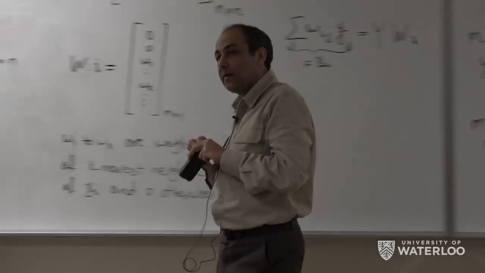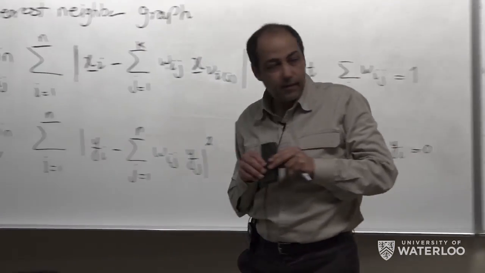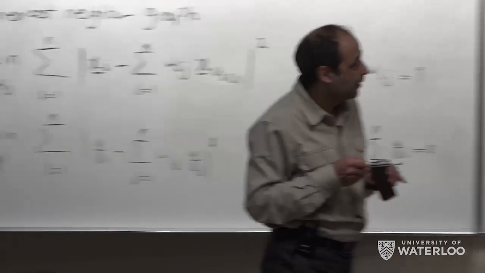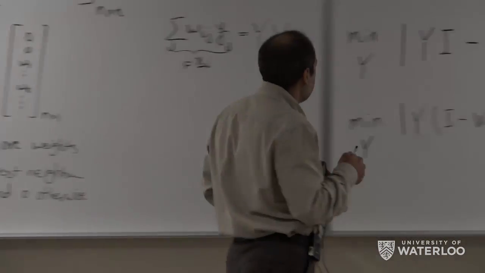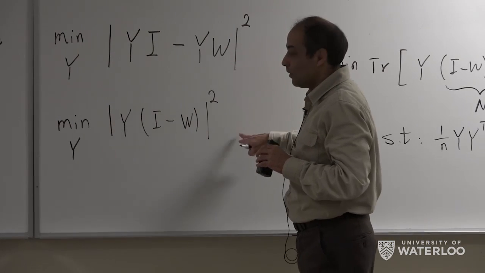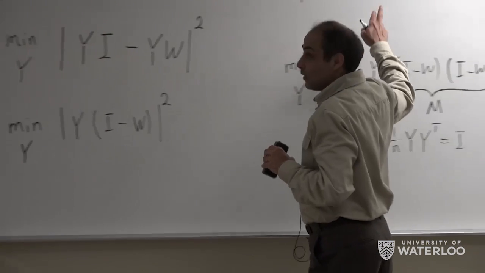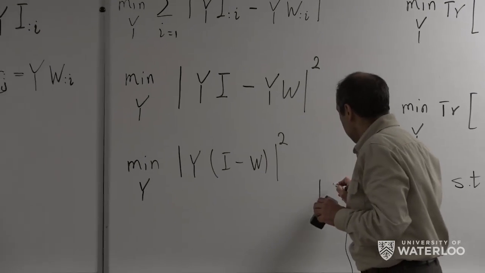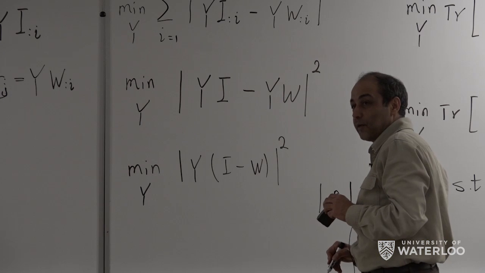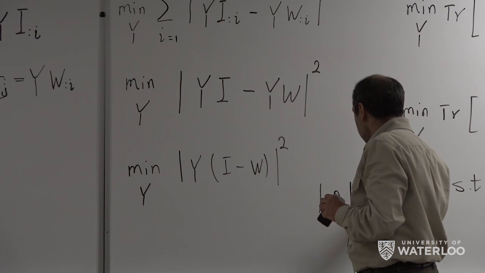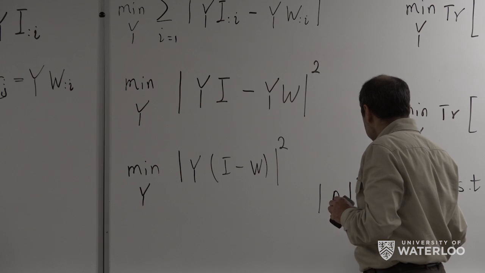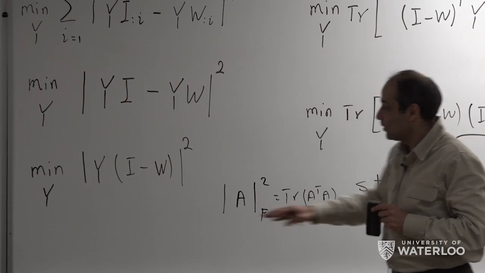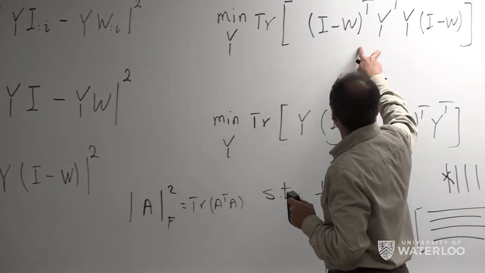Yes? Can you clarify one step? You see how you go from the bottom, Y minus W squared, to the top row? Yeah, what exactly happened? We had this before: the Frobenius norm of A is the trace of A transpose A. That's exactly what happened. This is your A, trace of A transpose A.